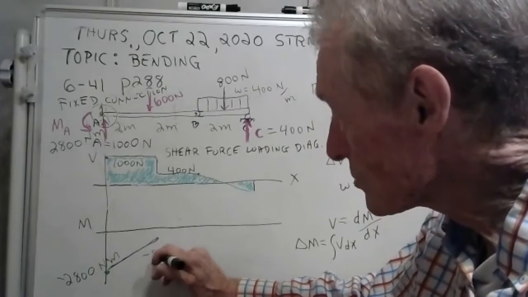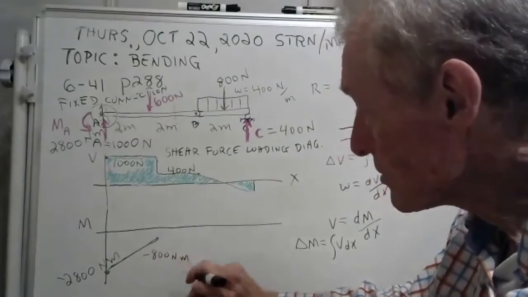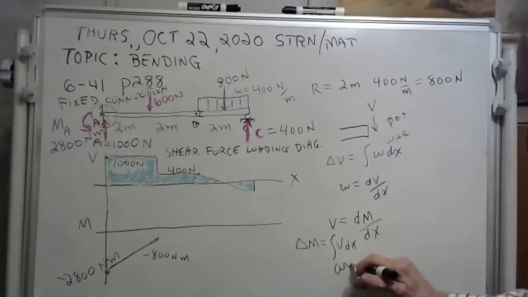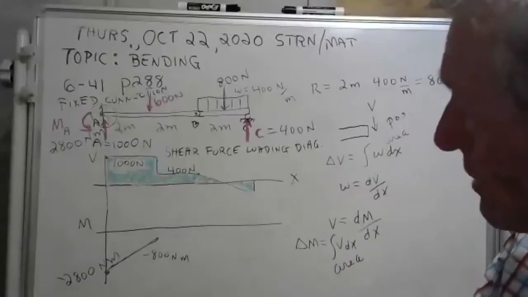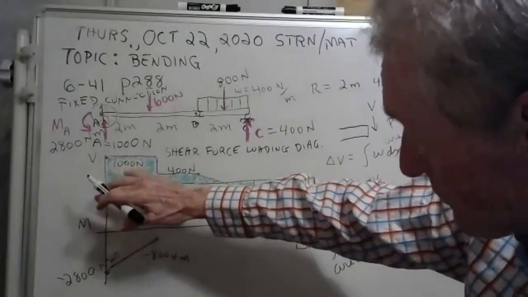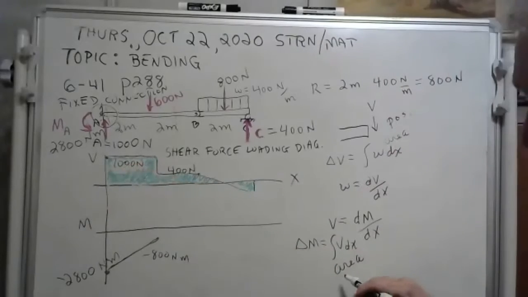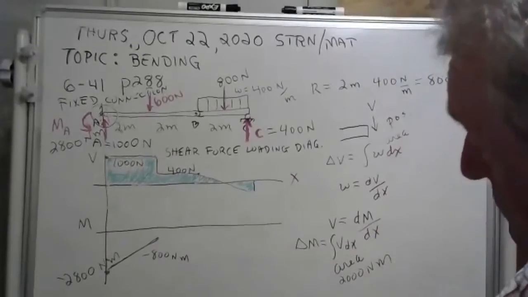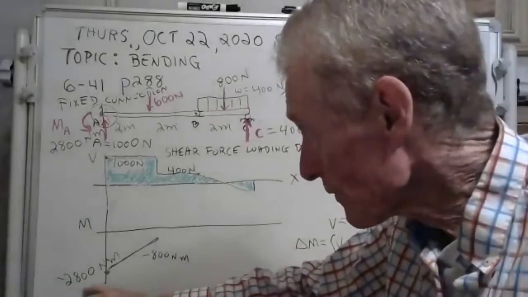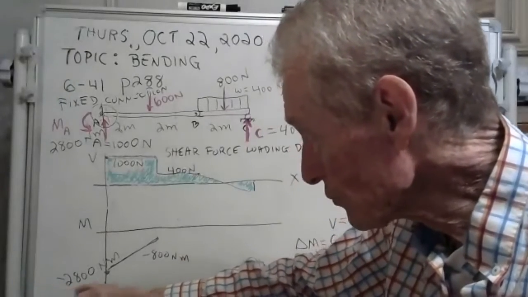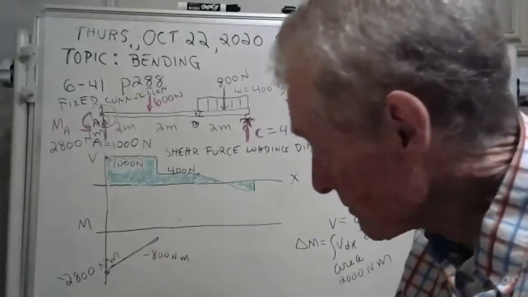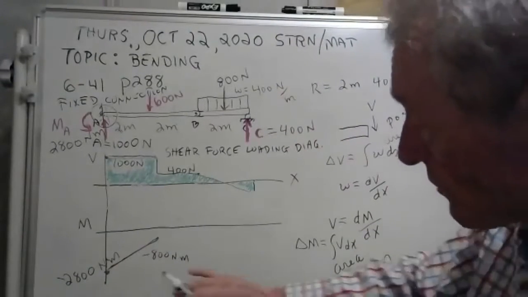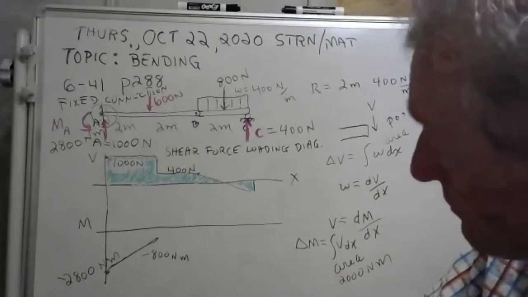That value right there is minus 800 Newton meters, because the area is equal to the change. And I'm getting 2,000: 2 meters times 1,000 gives you 2,000 Newton meters. Does that show up? Yeah. So if you're at negative 2,800 and you add 2,000 to it, you get to negative 800. Yeah, that's right. Then what?